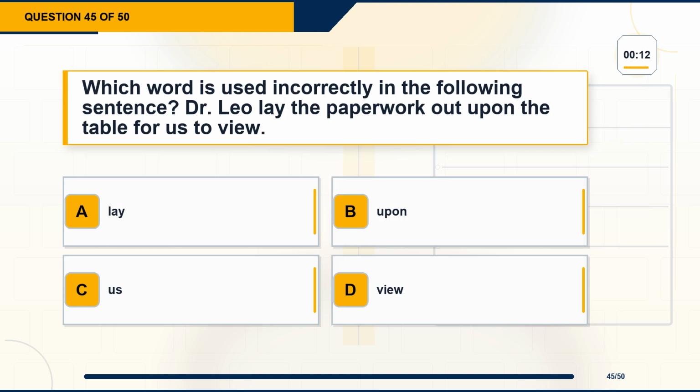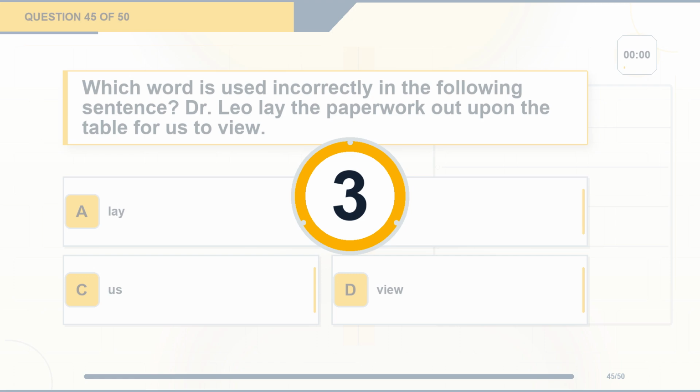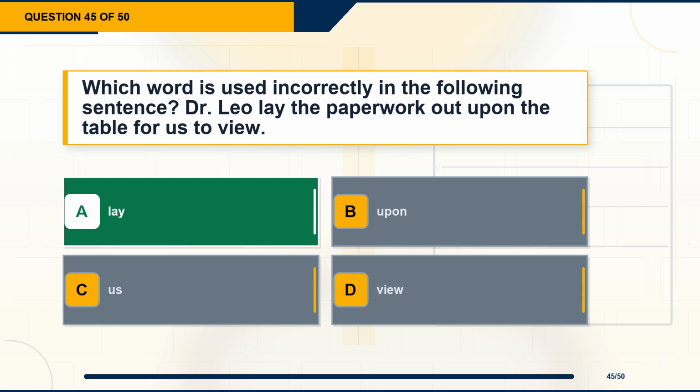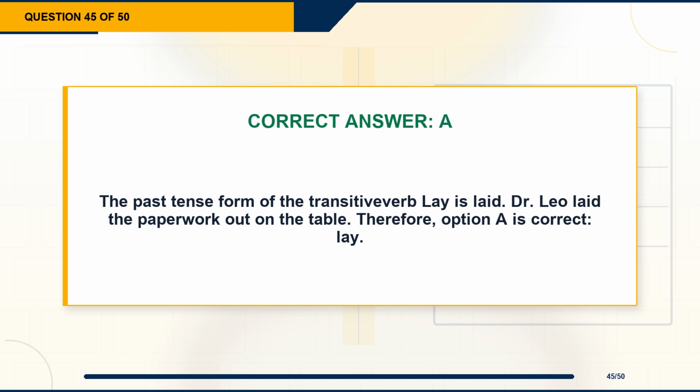Question 45. Which word is used incorrectly in the following sentence? Dr. Leo lay the paperwork out upon the table for us to view. Option A, lay. Option B, upon. Option C, us. Option D, view. The correct answer is option A, lay. Explanation. The past tense form of the transitive verb lay is laid. Dr. Leo laid the paperwork out on the table. Therefore, option A is correct, lay.